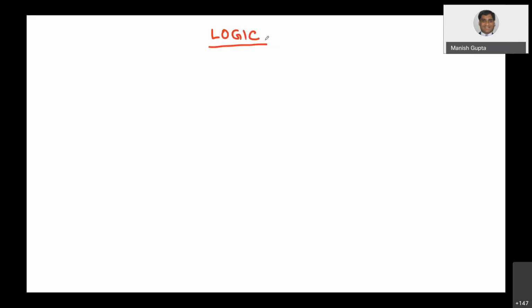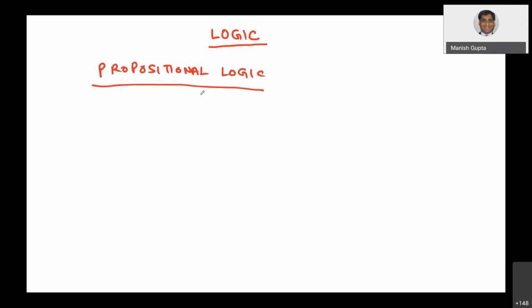Now, in our course we are going to do only two logics. One is propositional logic and the second one is predicate logic. These are simple things to study. So I am going to start with propositional logic first, and I will ask you some interesting questions here. Propositional logic.